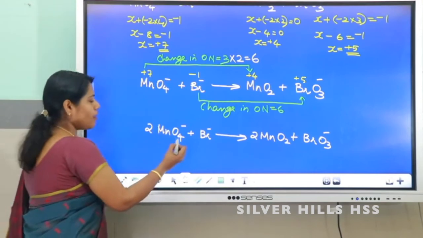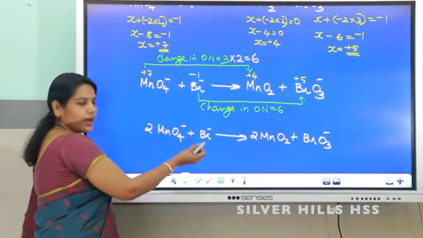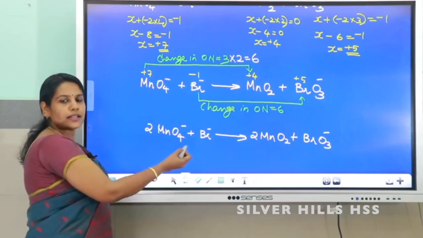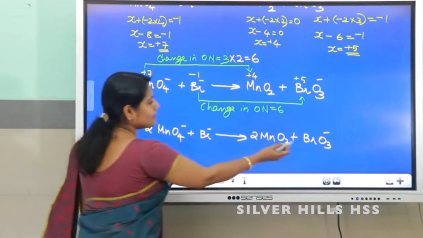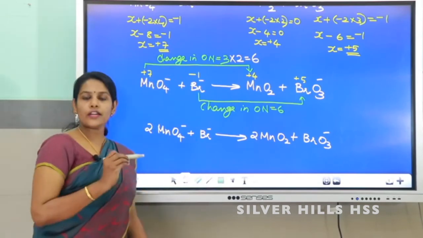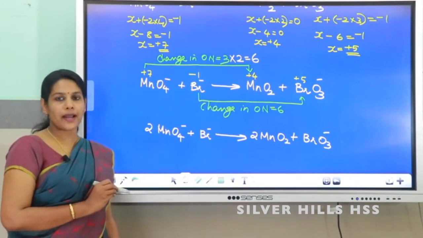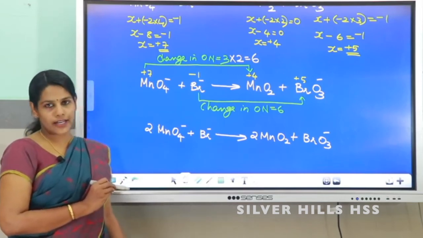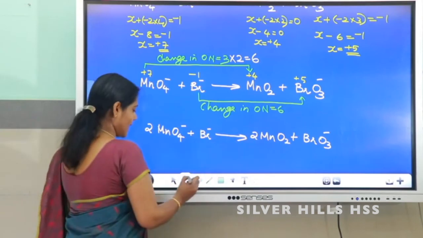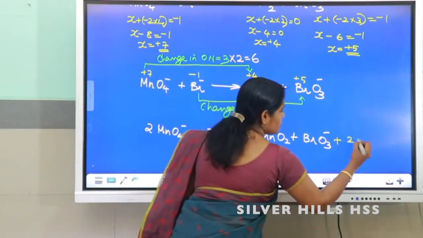See, here we have altogether 3 negative charges, that is 2 MnO4- ions and 1 Br- ion. So altogether here we have 3 negative ions and this side we have only 1 negative ion, that is BrO3-. So, in order to balance the magnitude of negative charges, we can add OH- ions where there is a deficiency of negative charge. So here let us add 2 OH-.